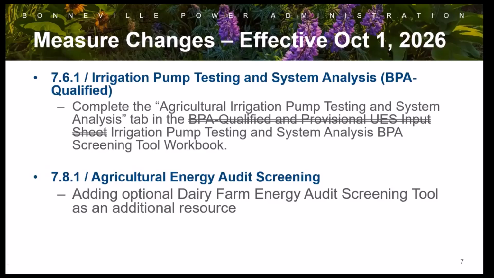Pretty simple change there. And then for 781, that's our agricultural energy audit screening measure. We do require the general energy audit screening tool that covers all activities, but we'll be providing supplemental information to gather that for a very specific energy audit screening tool that the utility can use to make a decision to move forward with a full on-farm audit. Again, it's optional, just an additional resource for 781. And that's all for ag.